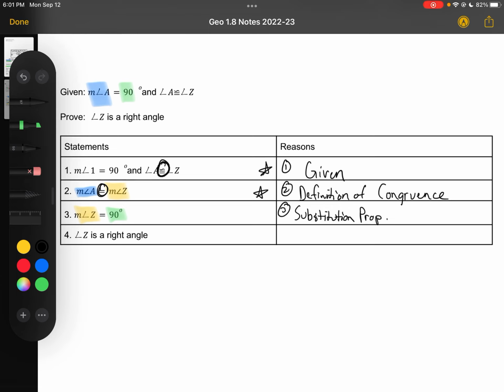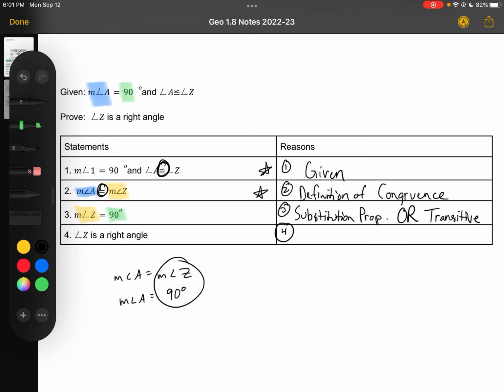Alternatively, what you can also say is that we can use the transitive property here. Because the measure of angle A is equal to the measure of angle Z, and we can also say that the measure of angle A is equal to 90 degrees. The measure of angle A is equal to two things, so therefore these two things must also equal each other. So we could also say the transitive property. Either of those answers would be true in this case, so both are acceptable.